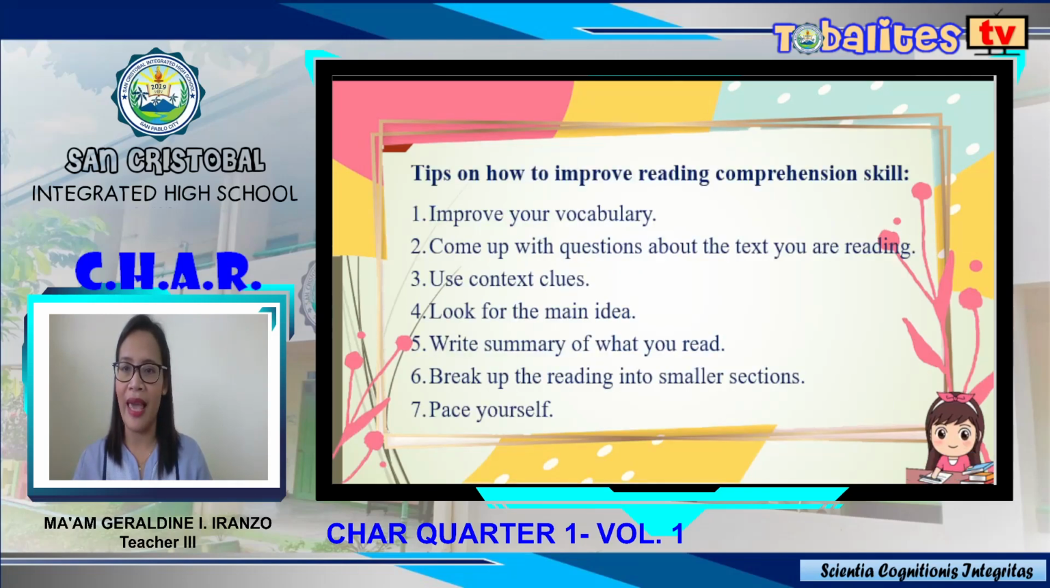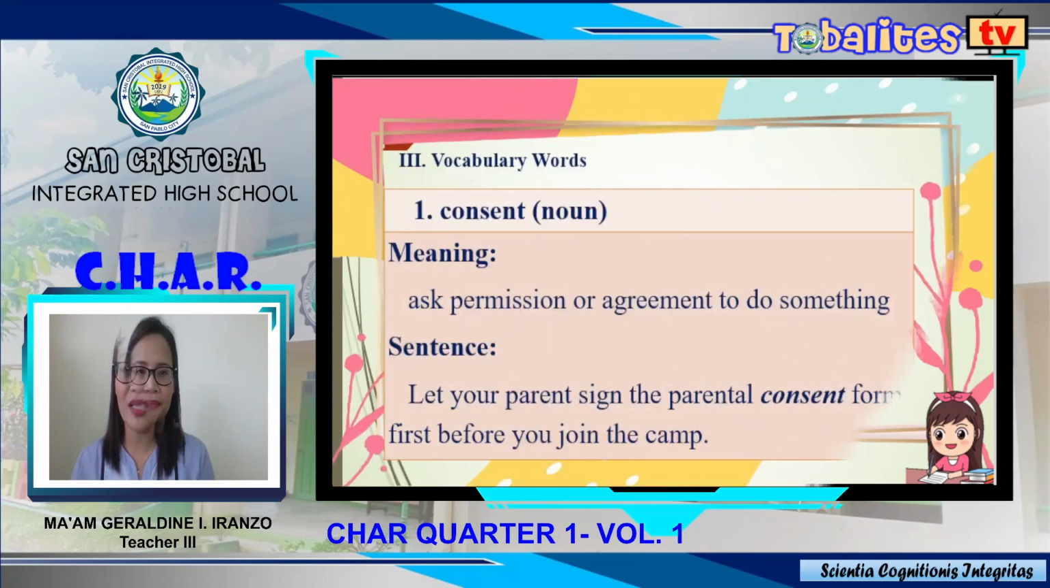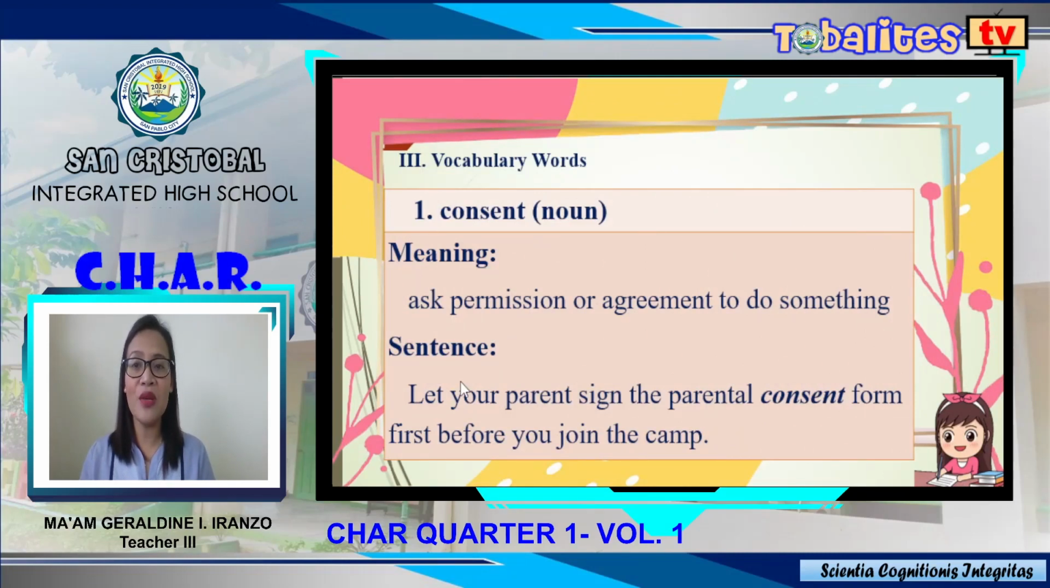But before everything else, let me give you first some tips on how to improve your reading comprehension skill. Number 1. Improve your vocabulary. Number 2. Come up with questions about the text you are reading. Number 3. Use context clues. Number 4. Look for the main idea. 5. Write a summary of what you read. Number 6. Break up the reading into smaller sections. And last, pace yourself.